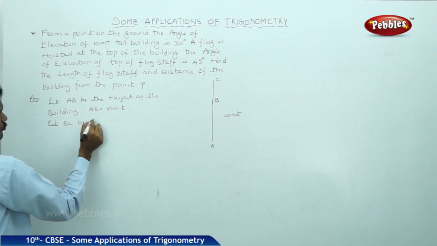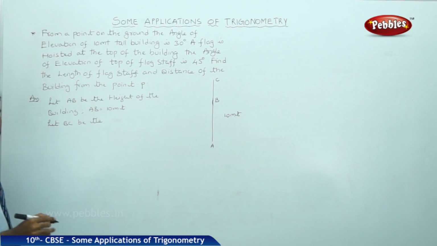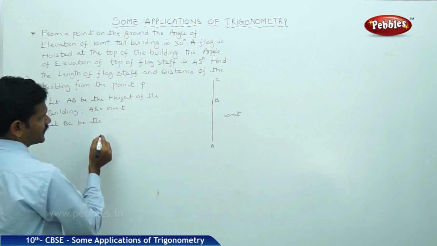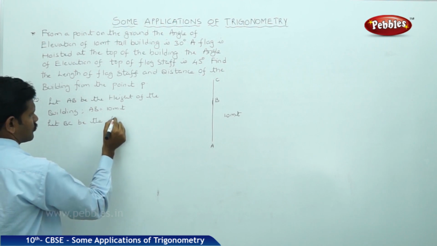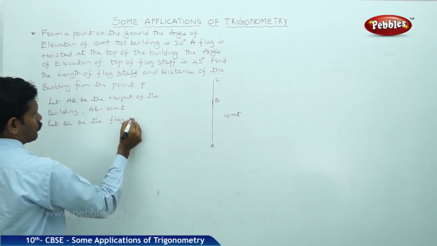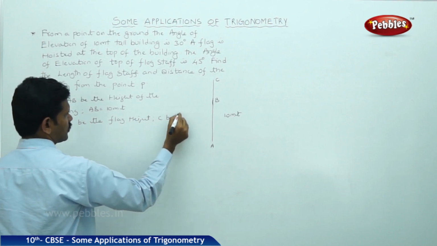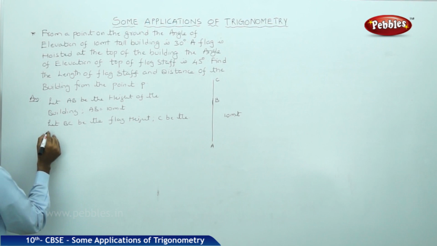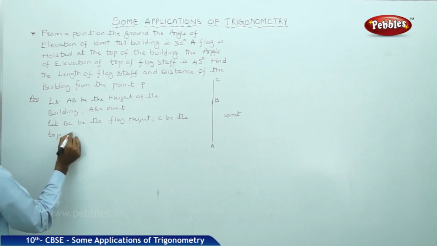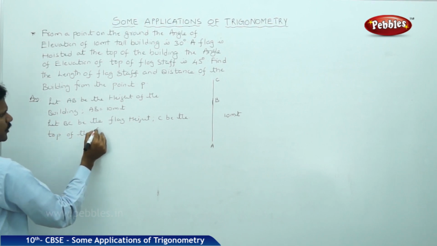BC be the flag height and C be the top of the flagstaff.